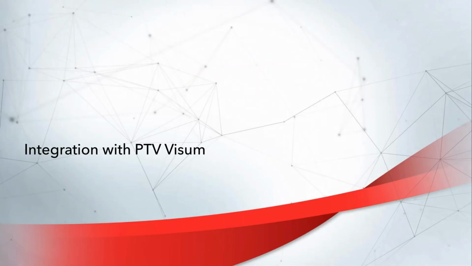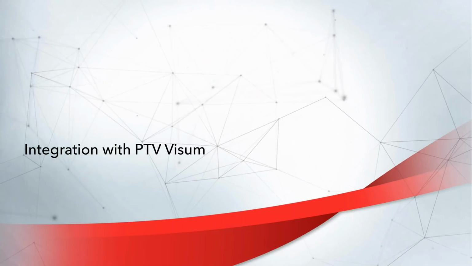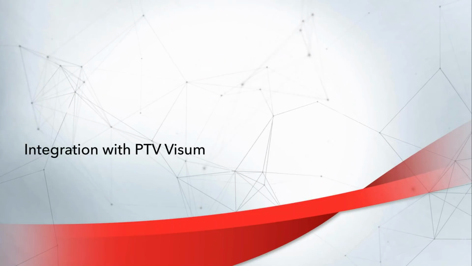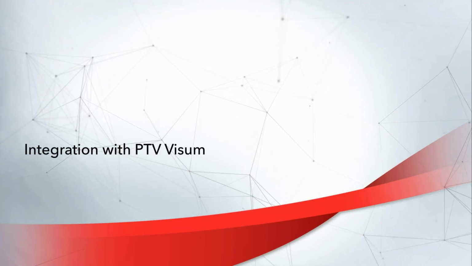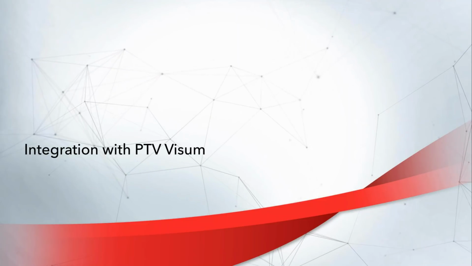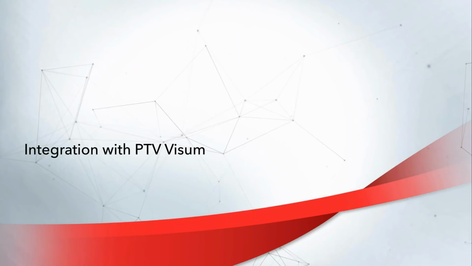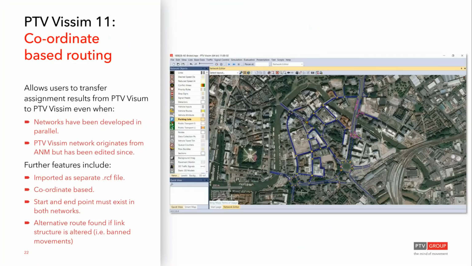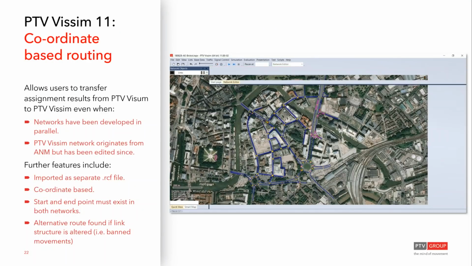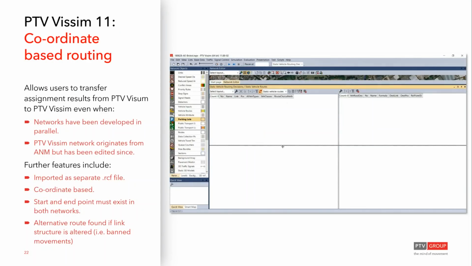Okay, the next feature I'd like to run through is how we've improved integration with Visum. And the way that we've done this is actually for being able to share assignment results and routing from Visum into Vissim, even if the network objects and the networks themselves have been created independently. So here I have a basic network that I've imported from Visum through the ANM, but currently we don't have any routing set up. So we've just imported the link structures through ANM, and when I go to my static routes, we can see that they're blank.